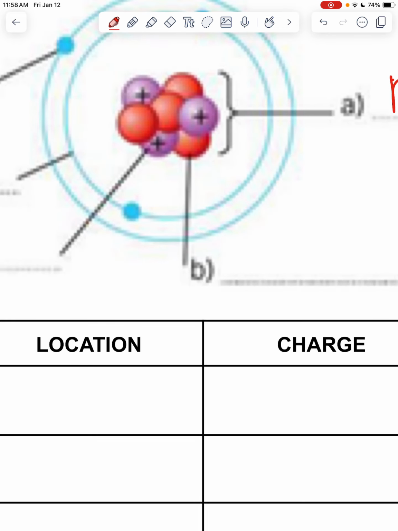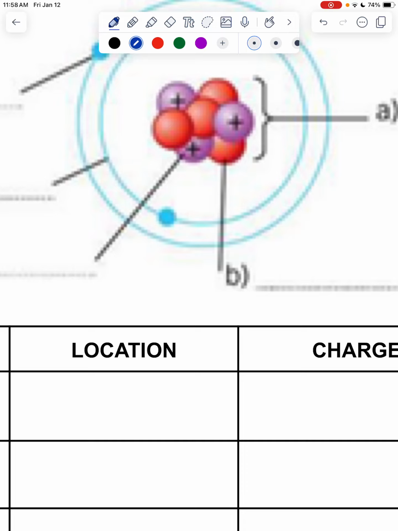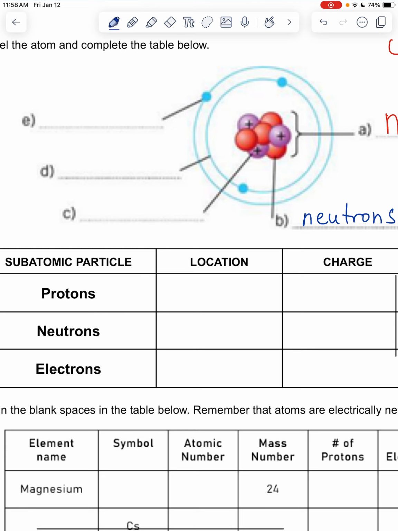Inside the nucleus itself, you'll see that there's two types of particles. You'll see one's a plus sign, and the others have nothing. The ones that are nothing are the neutrons. Right, the neutrons are neutral. The ones that are positive in there are the protons. Again, you figured this out using the simulation above.